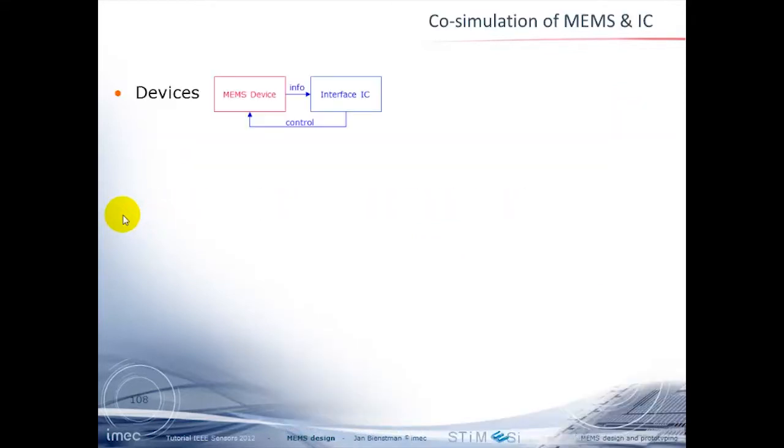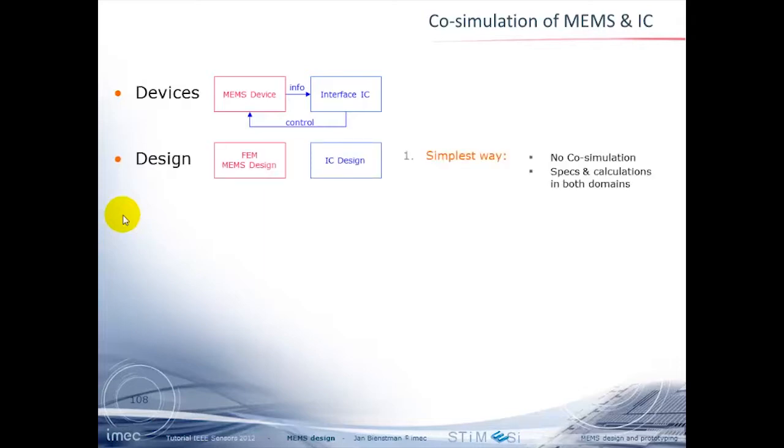Let's look at co-simulation. I start with the device level. Typically, you have a MEMS device and you have an interface IC. And actually, you have some information from the MEMS device to the interface IC, and sometimes, or mostly nowadays, you have a feedback or a control loop. And in the early days, how did we do co-simulation? You just didn't do co-simulation.